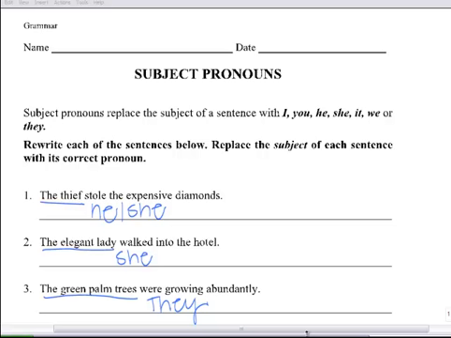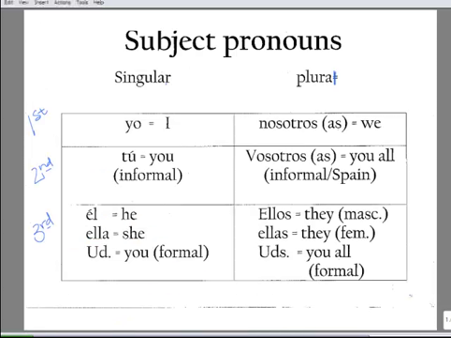Go online, Google subject pronouns, and try to figure out exactly what they are. So here are the subject pronouns in Spanish, and we're going to talk about these for quite a while. So you may have to watch this video more than once to really understand what they are. So we're talking about subject pronouns. Remember, these are the things, the people that are doing the action. Right now we're talking about people.